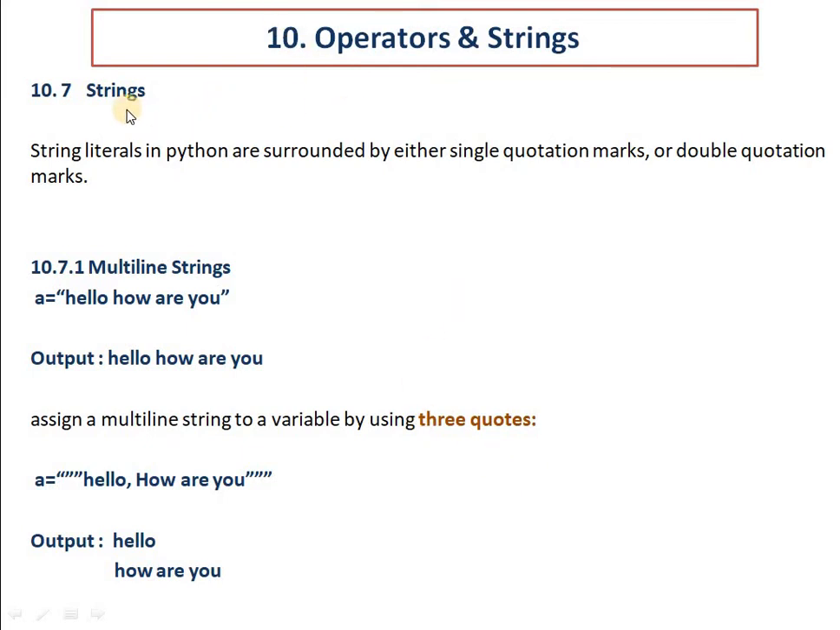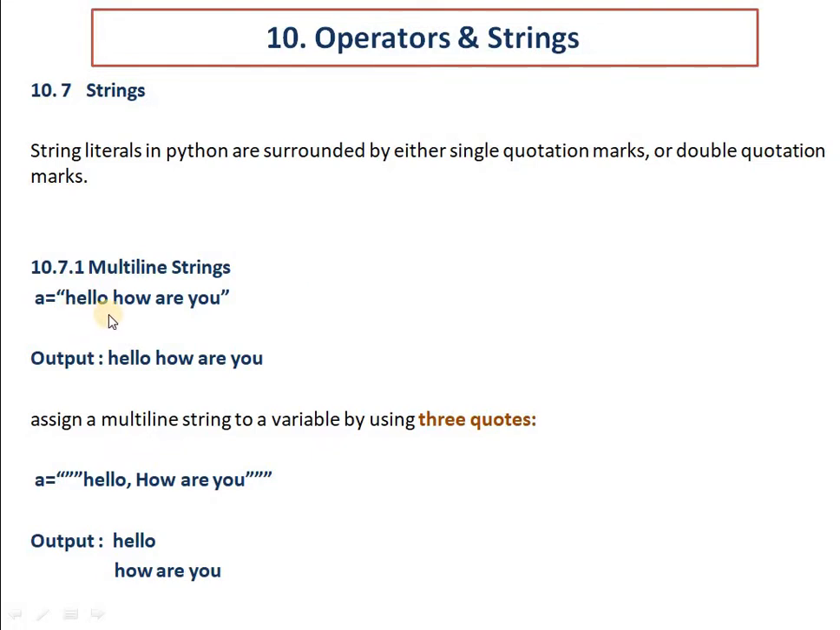Next is strings. For representing strings, we can use single quotes or double quotes. I can write A is equal to "hello, how are you" in double quotes, or I can write it in single quotes. Both mean the same. The first thing we are going to study in strings is multi-line strings.